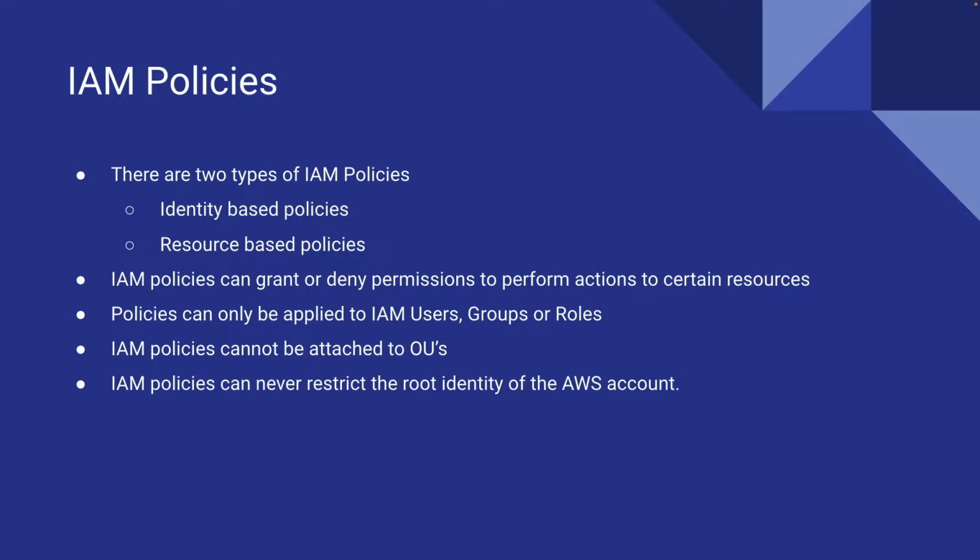Policies can only apply to IAM users, groups, or roles. An IAM policy cannot be attached to an organizational unit, and IAM policies can never restrict the root identity of the AWS account, meaning that you can't restrict or control any access that the root user has over an account using policies.